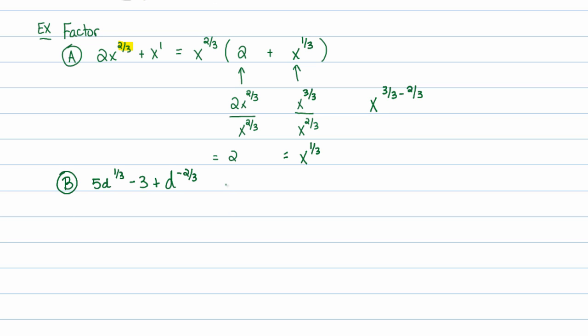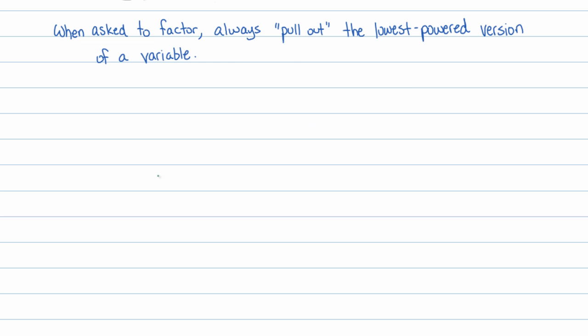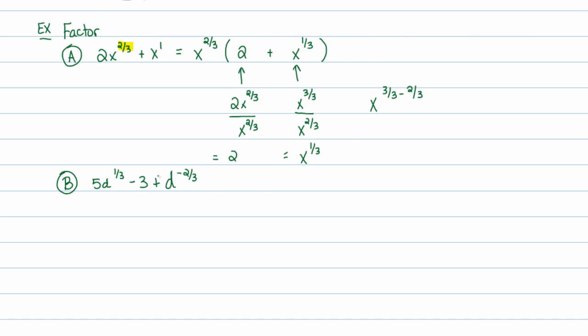But look at what we have here. This is exactly what I was telling you when I said, when asked to factor, always pull out the lowest powered version of a variable instead of the common variable. Notice that all three terms do not share a variable in common. So a lot of people would think you can't factor anything out of this. But in reality, I could write this to where they share a variable in common. This is 5d to the 1/3 minus 3d to the 0th plus d to the negative 2/3.